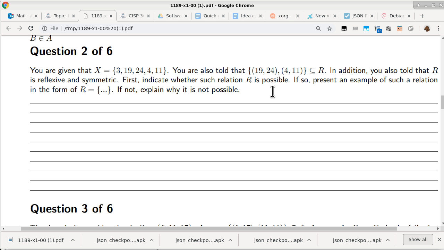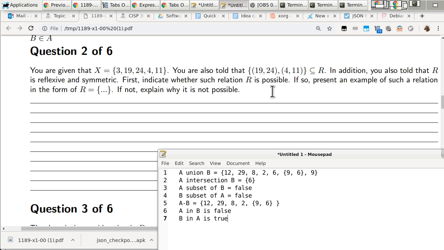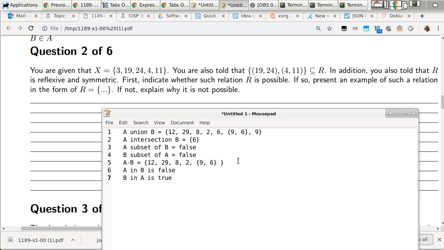And if so, present an example of such a relation in the form of R equals curly brace, blah, blah, blah, and then close it. If not, you have to explain why it is not possible. So since we already know it's possible, we just have to enumerate what is in R in this case. So in this particular question, R is a set. Okay, so I'm going to use the long format here.